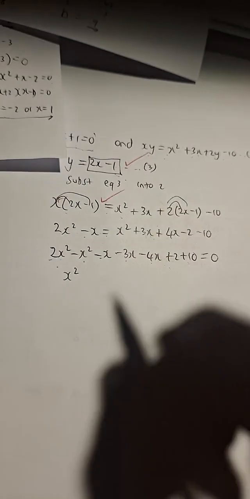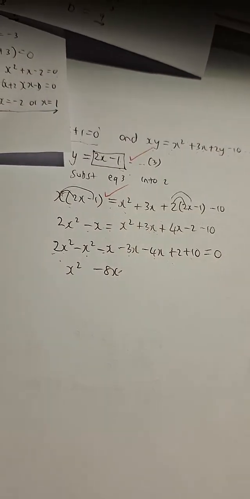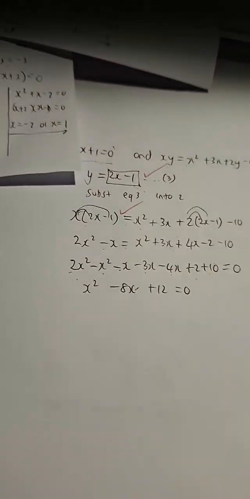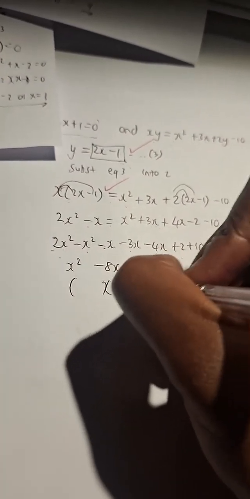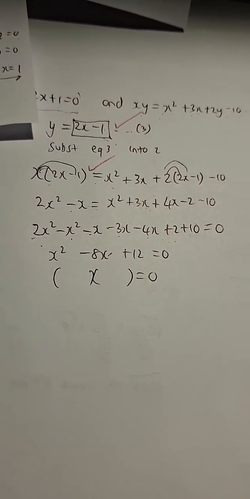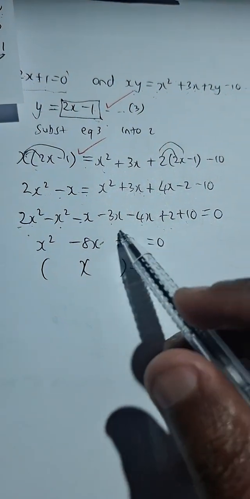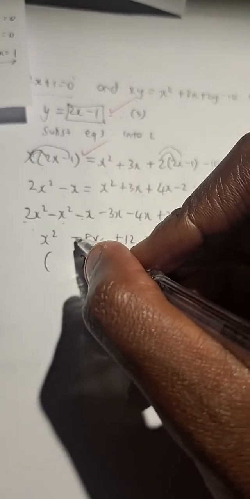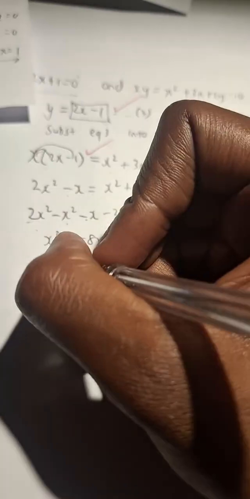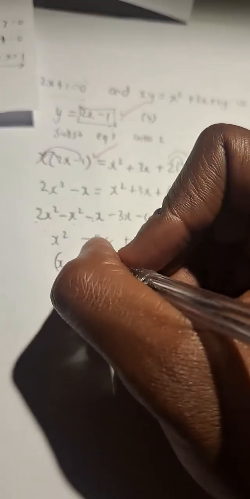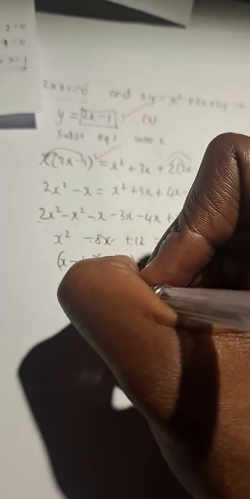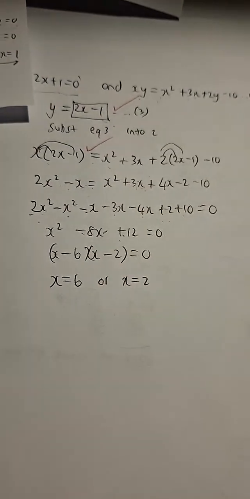2x squared minus x squared, that's x squared, minus x minus 3x minus 4x, that is minus 8x. And then 2 plus 10 is 12. Then you can either factorize or use the quadratic formula, depending on the feeling at the moment. Factors of 12, plus means same signs. Same signs according to who? The sign of the middle term. Minus minus, we have x and x. Factors of 12 are 6 and 2. Zero factor law, x is equal to 6, x is equal to 2 for the roots.